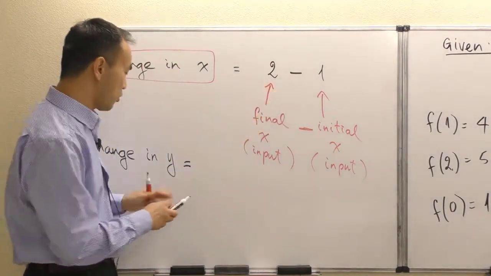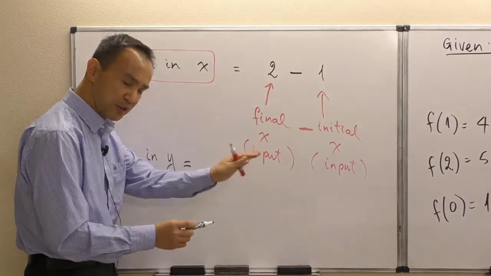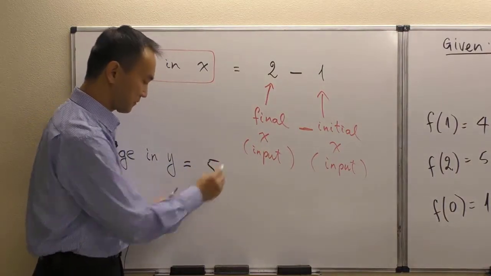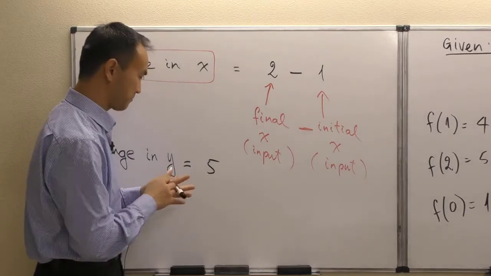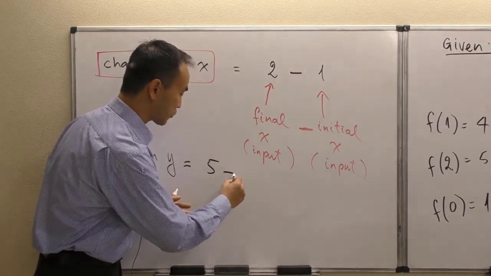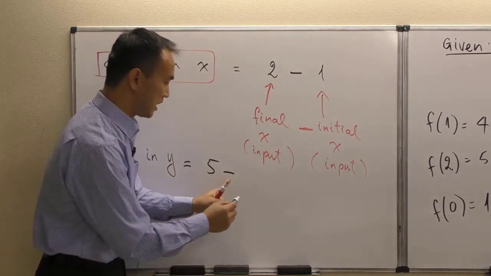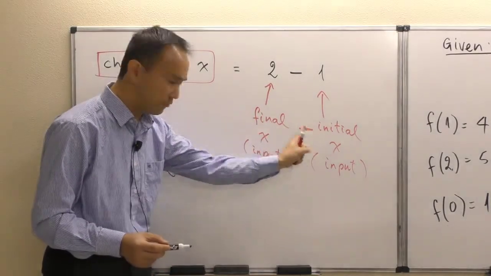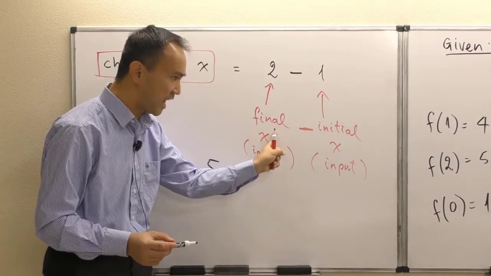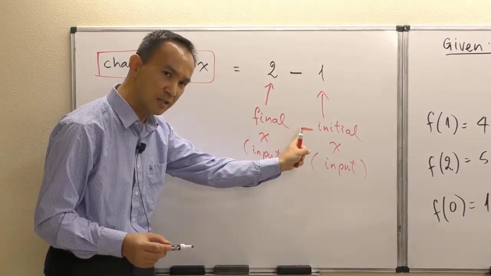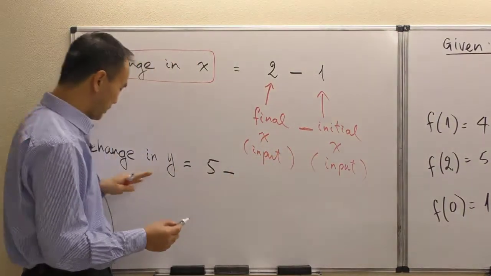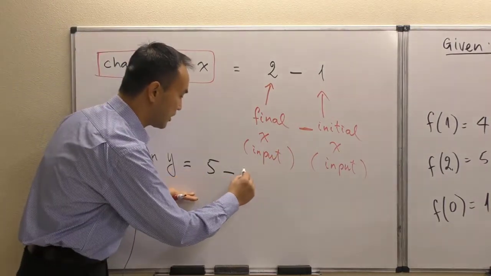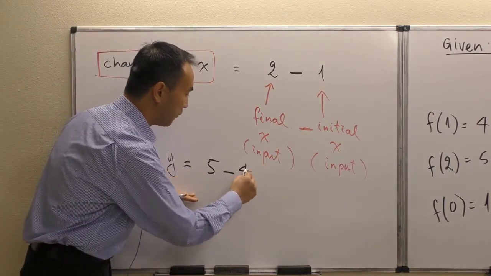Okay, so in that way, the final y value for this particular problem was 5. This is the final y. I'm going to subtract the initial y. So we started to already realize that there's a rule: it's always the final value minus the initial value. Here we're looking for the change in y, so it's the final y value minus the initial y value, being 4 over here.